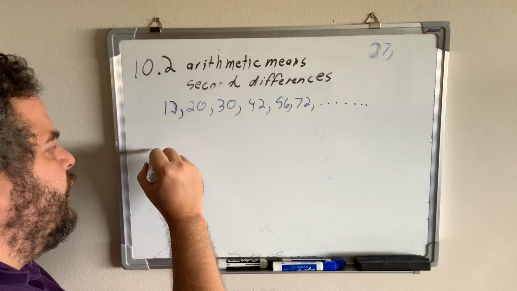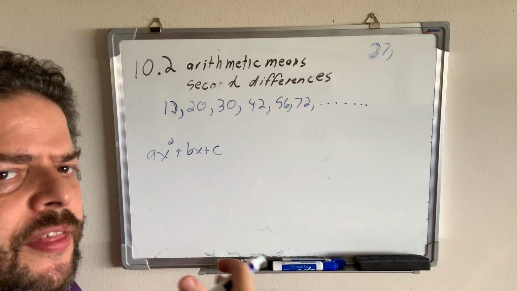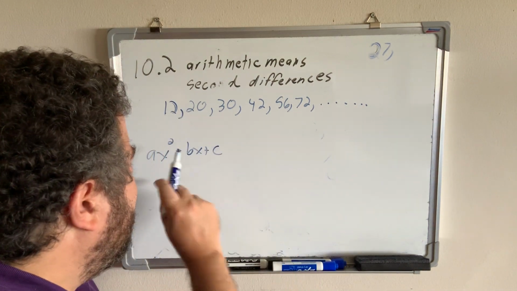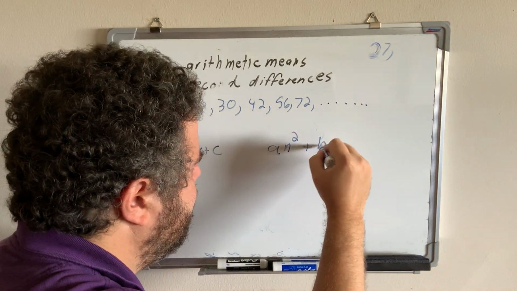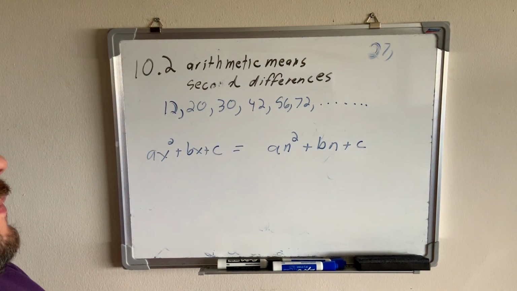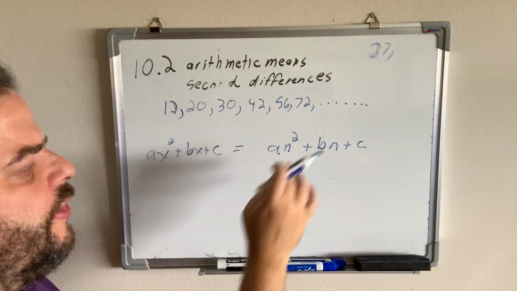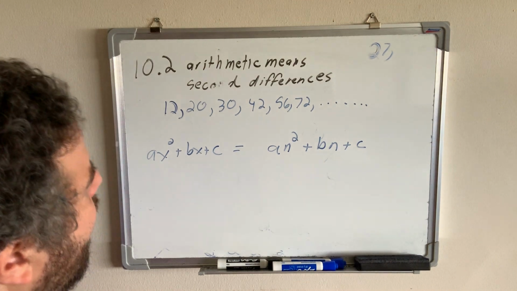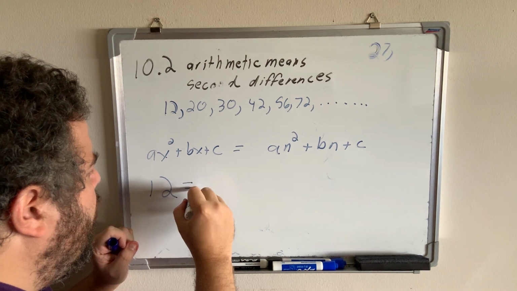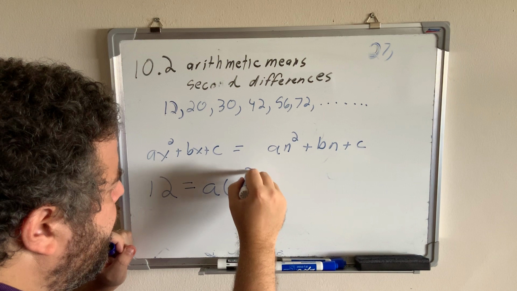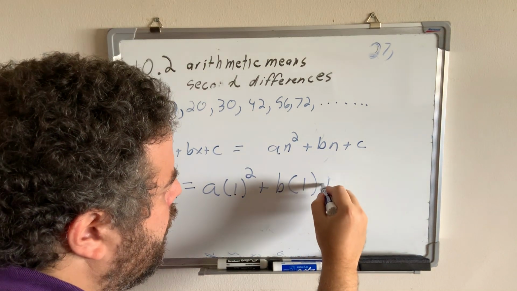Now, in order to convert the ax squared plus bx plus c equation to work with sequences and series, we do the following. Instead of x, you just change it for n. That's the only difference. Instead of x's, we use the nth term. For example, I know that my first term is 12, so 12 equals a times the first term squared, plus b times 1, plus c.